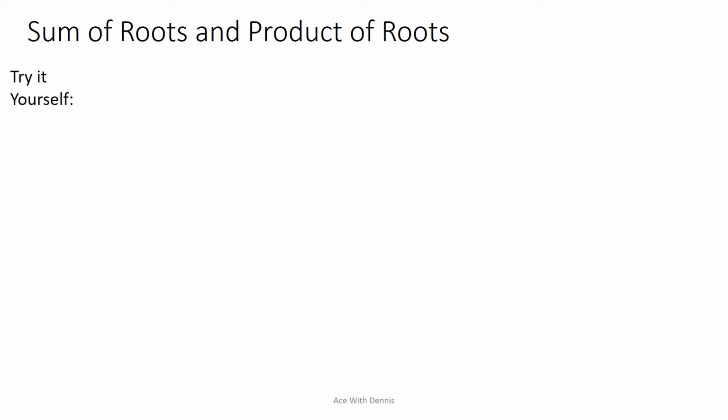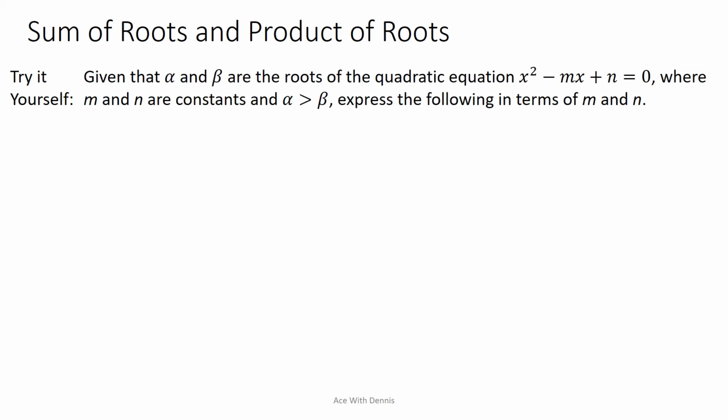Now, you can try this similar example yourself. Given that alpha and beta are the roots of the quadratic equation x squared minus mx plus n equal to 0, where m and n are constants and alpha is greater than beta, express the following in terms of m and n. A, alpha cube beta square plus beta cube alpha square. B, alpha square minus beta square. You can pause the video and try to do it yourself.